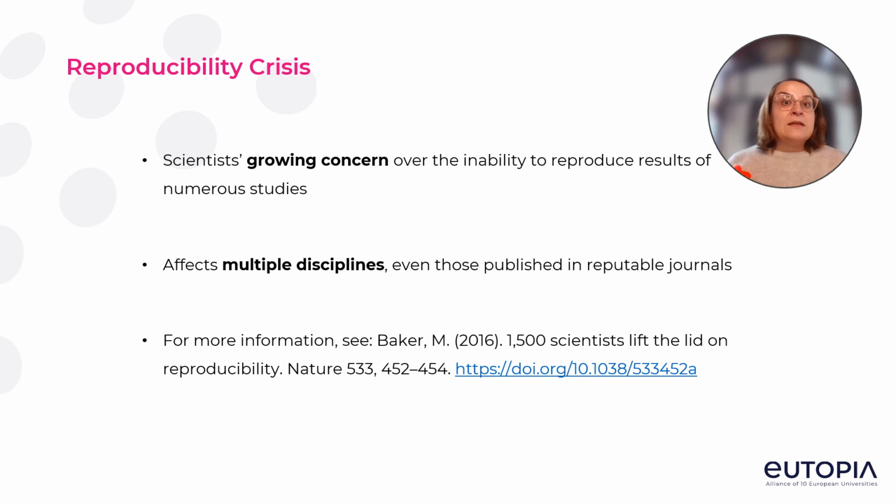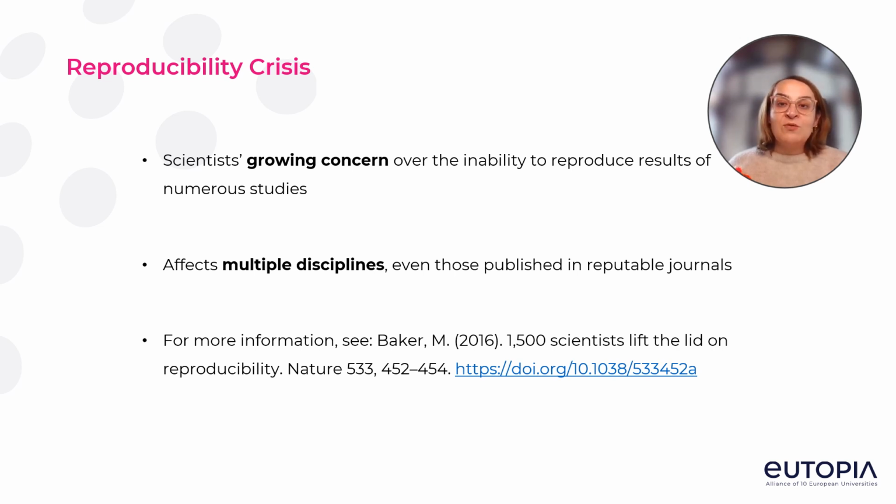And it is difficult to talk about scientific reproducibility without also referring to the reproducibility crisis, which led to the increased awareness on this topic. The reproducibility crisis in science refers to a growing concern over the inability to reproduce the results of numerous scientific studies. This crisis originates from the observation that a significant number of scientific studies in multiple disciplines, even those published in reputable journals, are difficult or impossible to replicate or reproduce by independent researchers.